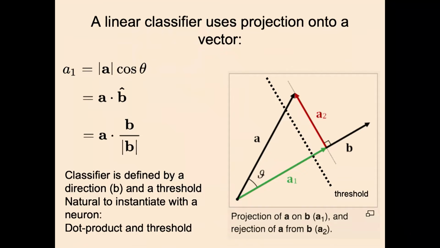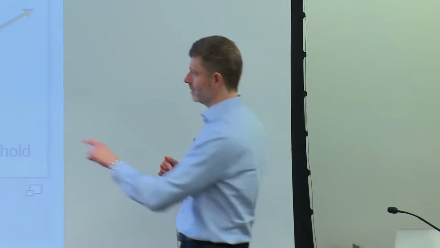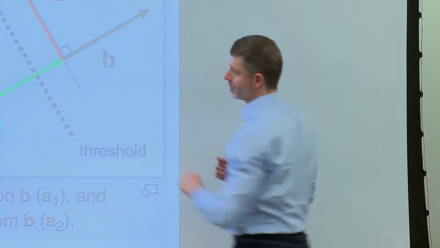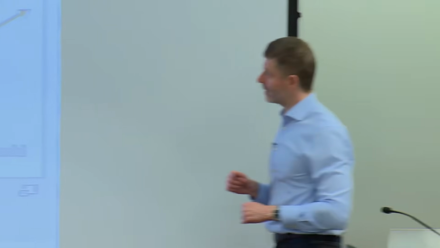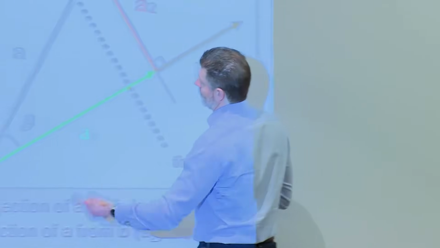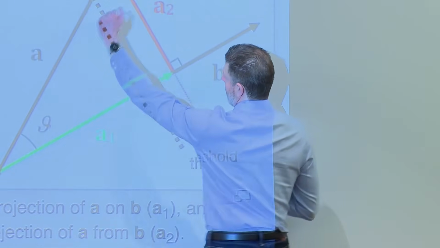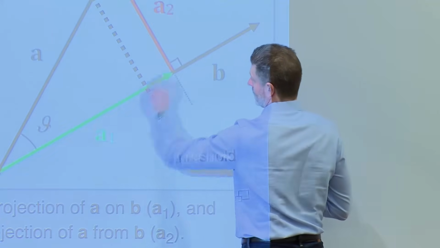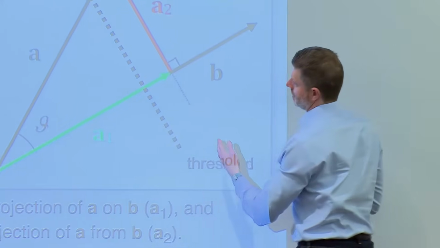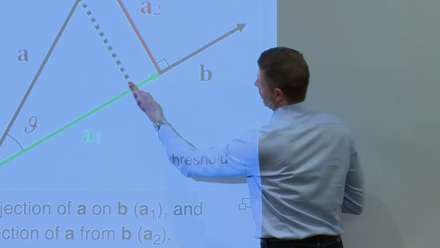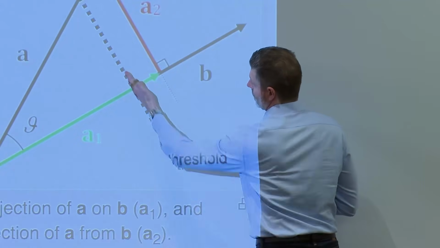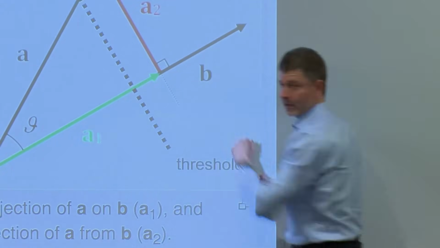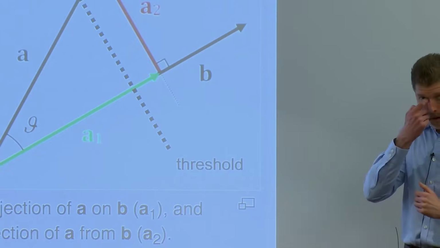Okay, so what is a linear classifier? A linear classifier uses projection onto a vector. The classifier is defined by a direction, in this case b, and a threshold. So you take some observed response to, like, an image, could be A, you project it onto the classification vector, and that projection, depending on which side of the classification plane it is, would determine whether you're looking at class 1 or class 2. All right.